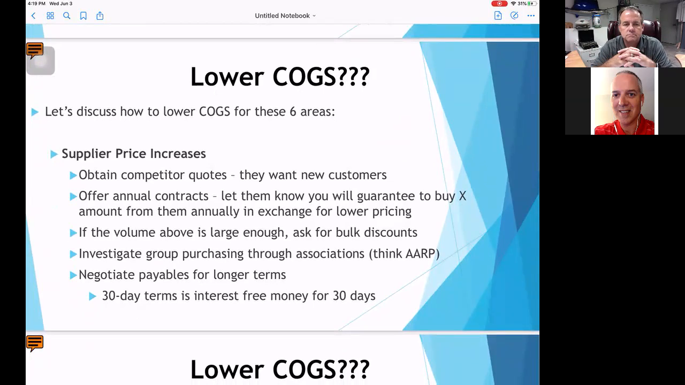So we talk about supplier price increases. You might get a price increase from your supplier. We would say, go and obtain competitor quotes, or offer an annual contract. Tell them that you'll guarantee you'll buy a certain amount of product in exchange for lower pricing. We've done this before for bulk discounts, with one of my guys, where we combined his restaurant order with my restaurant order to the food company. Food companies are very much about bulk purchases and bulk discounts. It's literally like buying provolone cheese, buying mozzarella cheese. If you and I combine our orders, we get a volume discount for the two orders.